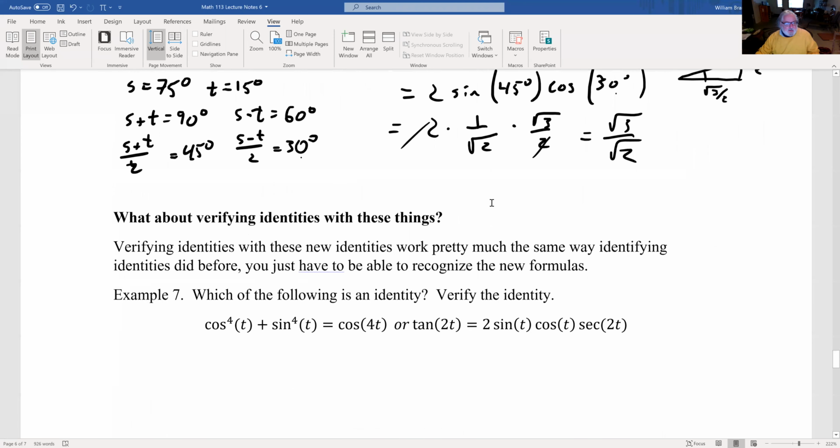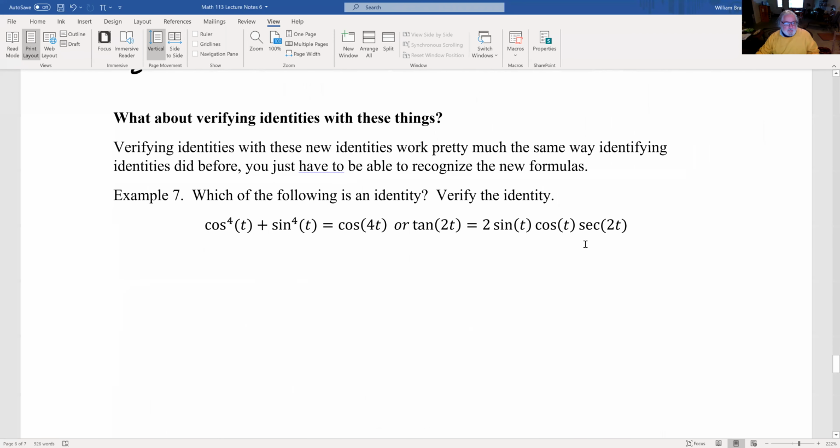So what about verifying identities with these things? Verifying identities with these new identities that we just created works pretty much the same way as verifying identities did before. You just have to recognize the new formulas. So here I'm going to add an extra question, which is, how do you tell if something is an identity, right? Which one of these two actually is an identity? And it's not that bad, right?